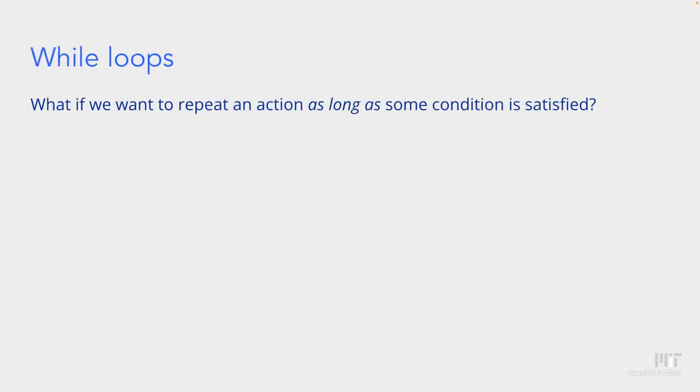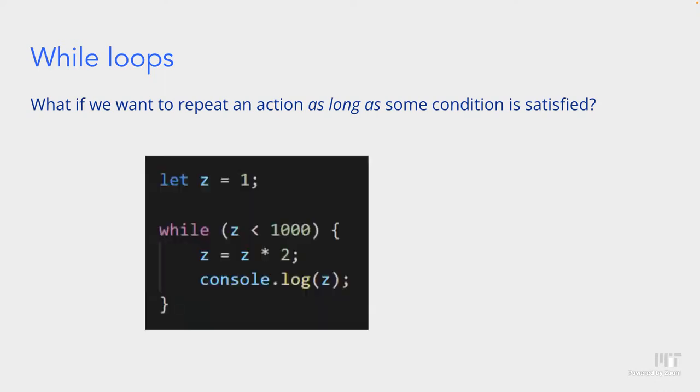Now we also have something called while loops. This is important because what if we want to repeat something while a certain condition is satisfied? For example, this reads as: while z is less than 1000, do this. And so it'll print out all of these powers of 2.